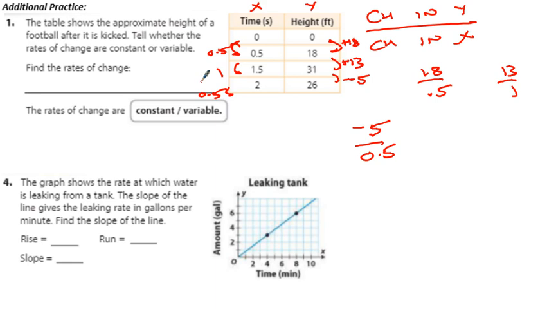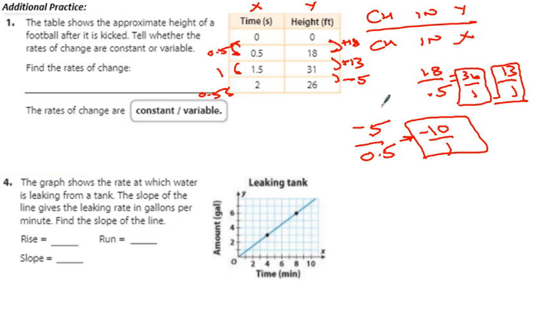So this one, basically, if we look at the rates of change, they're different. Because if I do 18 divided by 0.5, I plug that into a calculator, I'm going to get 36 over 1. Well, 36 over 1 is automatically not the same as 13 over 1. And this one's a negative. This is going to give me negative 10 over 1. So all of these rates are different. What that means is that this is a variable rate of change. It means the rate of change is different. It's changing. Okay? So those are my 3 rates of change, and therefore it's not constant, it is variable.